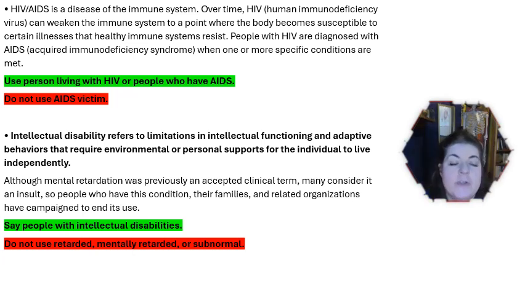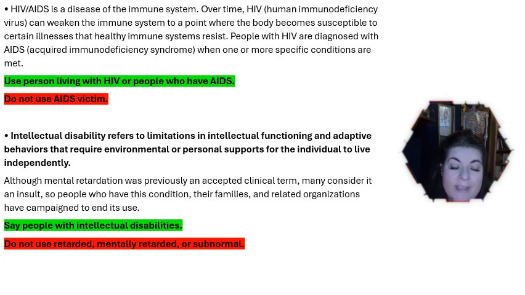Intellectual disability refers to limitations in intellectual functioning and adaptive behaviors that require environmental or personal supports for the individual to live independently. All right. Although mental retardation was previously an accepted clinical term, hopefully most of you are of the age that that is no longer true. But I know my age and the generations before me, it was very commonly stated just in open society. Quite rude. Many people consider that an insult.